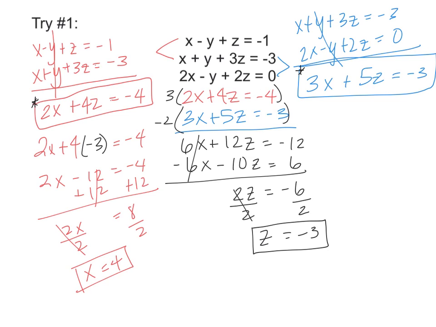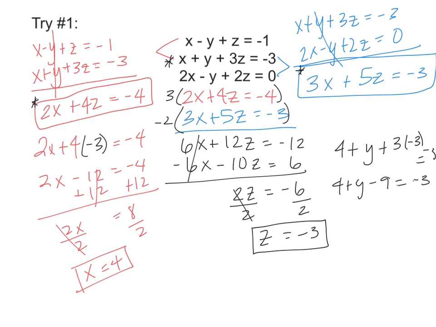Finally, now that I have an x and a z, I should choose to substitute it into one of the top 3 originals. Again, I'm going to choose the one with the least amount of negatives. It looks like the second and the third equation have the least amount of negatives, so I'm going to actually choose the second equation. So here we go. X is 4 plus y, we don't know, plus 3 times z, which is -3, equals -3. Okay, that would give us 4 plus y minus 9 equals -3.